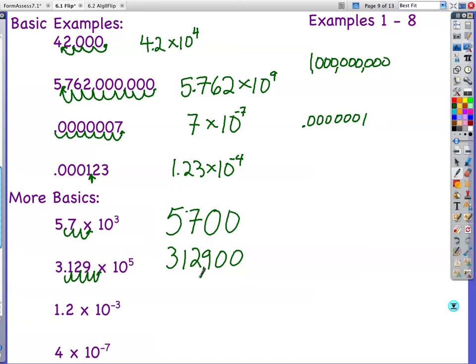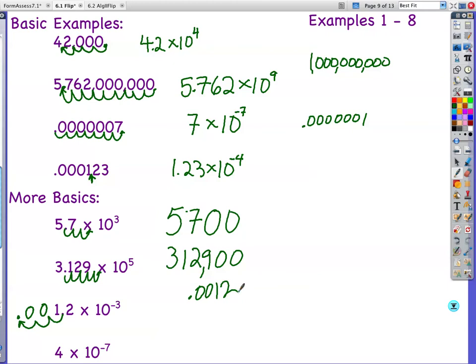1.2 times 10 to the -3rd means I move this decimal back 3 places. 1, 2, 3. And I have to fill in with zeros. Well, this is already accounted for 1 spot, 2, 3. So the number ends up being 0.0012.